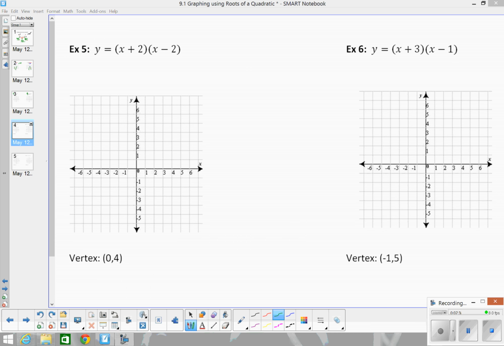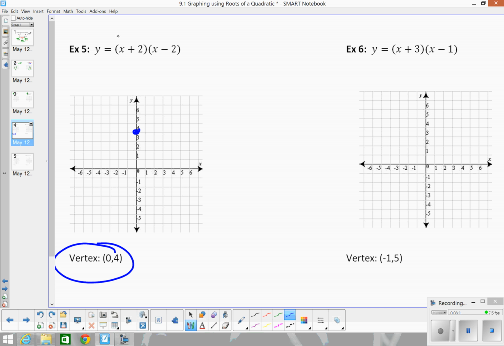All right. Now, these 2 examples, example 5 and example 6, are a little bit different. Through these examples, I only give you the coordinate for the vertex. What don't I give you? I don't give you the roots. So if I go ahead and plot my vertex, it's (0, 4): 1, 2, 3, 4. Awesome. Now I need those roots.